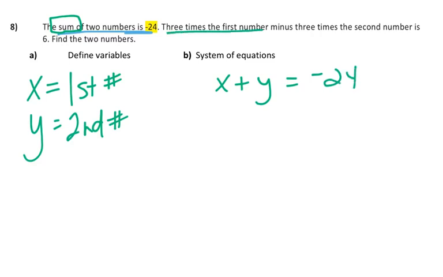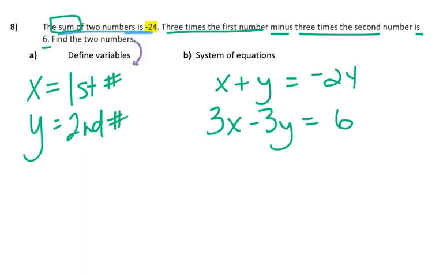3 times the first number minus 3 times the second number is 6. So I've defined my variables and I've written my system of equations. Find the two numbers, that tells me what I'm going to be doing here. Now figure out from this system which variable would be the easiest thing to solve for. I need to solve for x or I need to solve for y. I'm going to take this equation right here and subtract y from both sides. I'm not going to write it up there because it kind of messes up my system, but I'm going to have x is equal to negative 24 minus y.